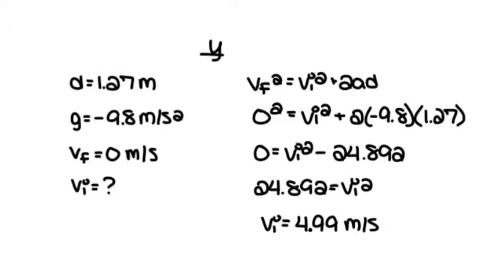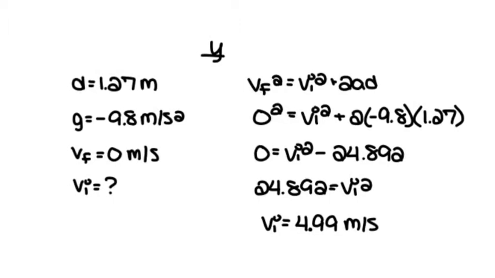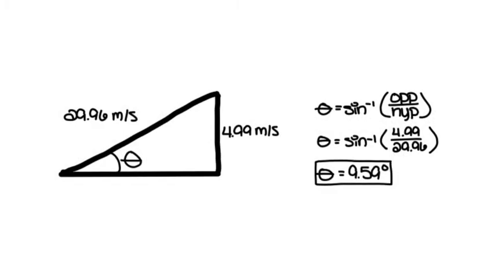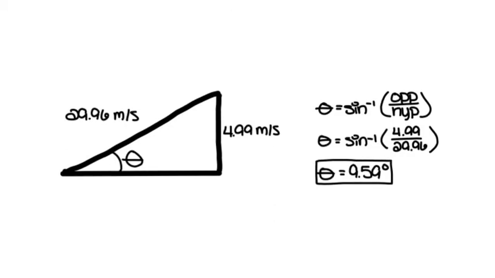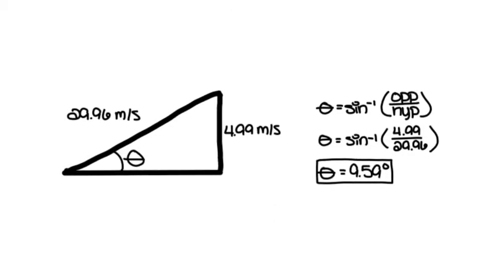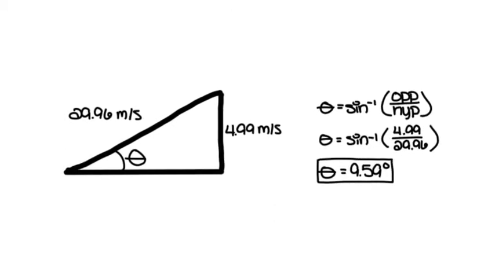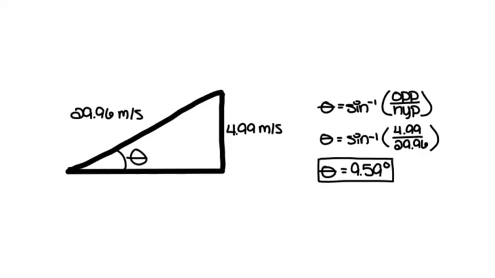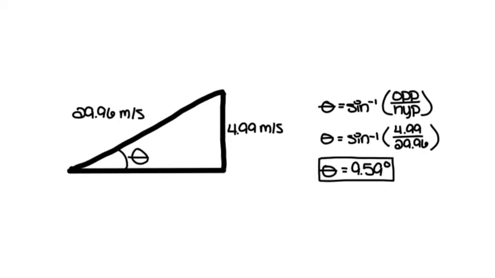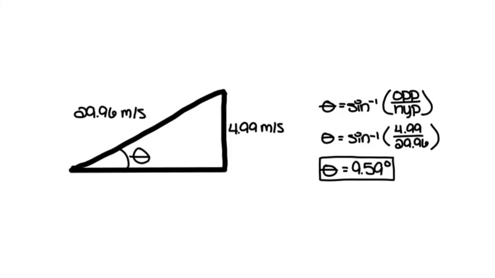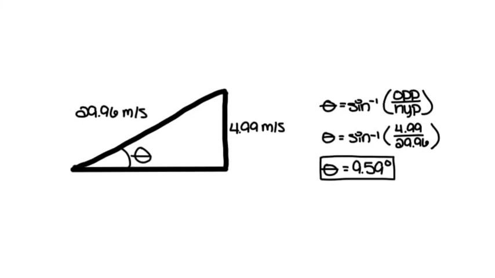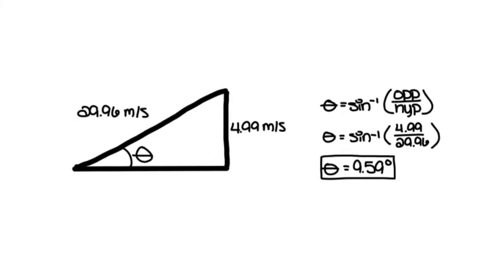After substituting in these variables, I solved the equation and got an initial velocity in the vertical direction of 4.99 meters per second. I found the angle that the ramp should be positioned at for the bus to clear the gap by using the trigonometry equation theta equals the inverse sine of opposite over hypotenuse, where the opposite is 4.99 meters per second and the hypotenuse is 29.96 meters per second, to get an angle of 9.59 degrees.